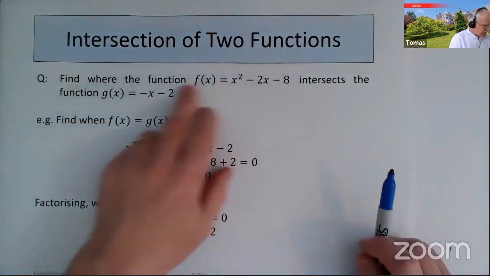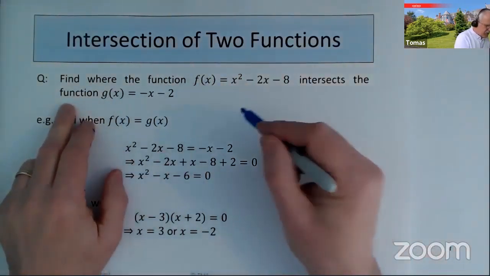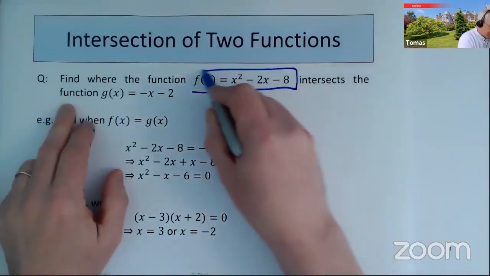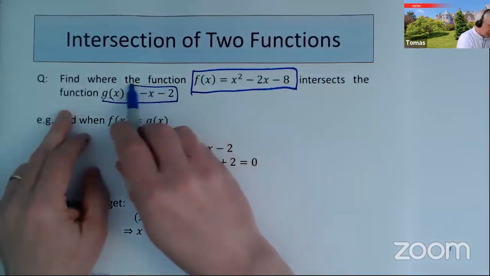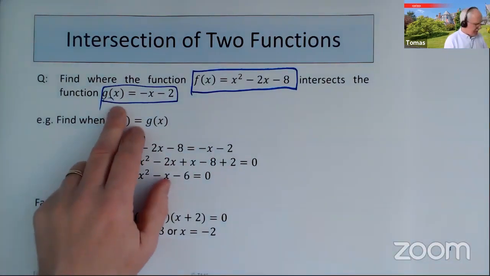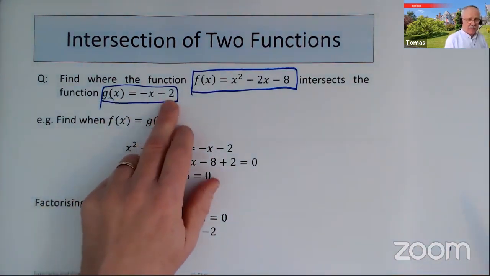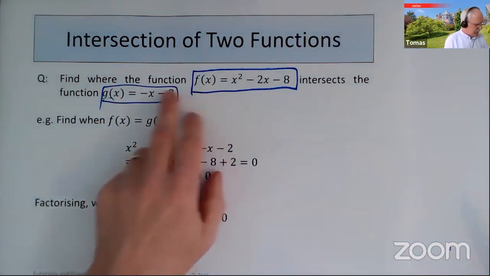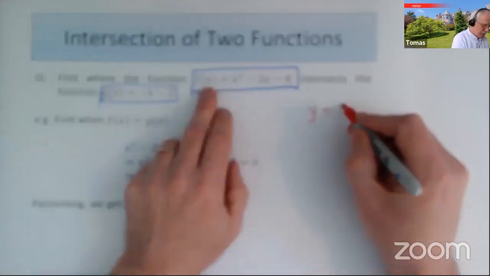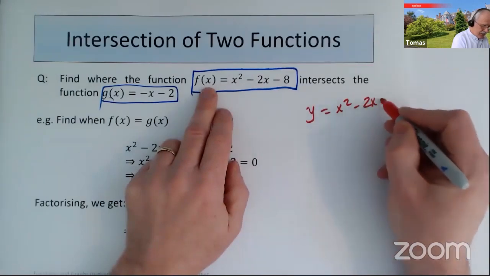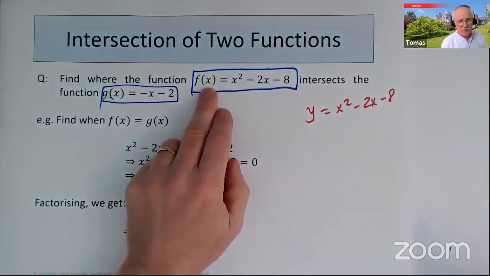So, the intersection of two functions. Find where the function f of x, our original one, intersects with the function g of x. So now we've got a new function, g of x is minus x minus 2. Now, don't be put off. f of x is just really y, because we only have paper. We only have 2 dimensions.